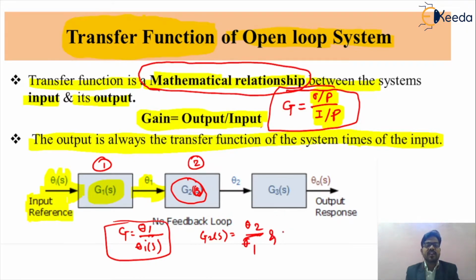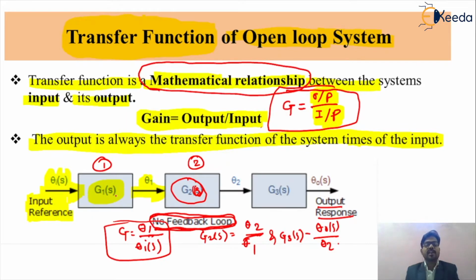Similarly, we can get the gain of the third system, G3s, which is equal to the output of this system, theta s, divided by theta 2. This is called the different gains of your open loop system. So friends, in an open loop system we are not considering any feedback loop. So this is called the open loop transfer function of your system, and after that we get the output response from that particular input reference.